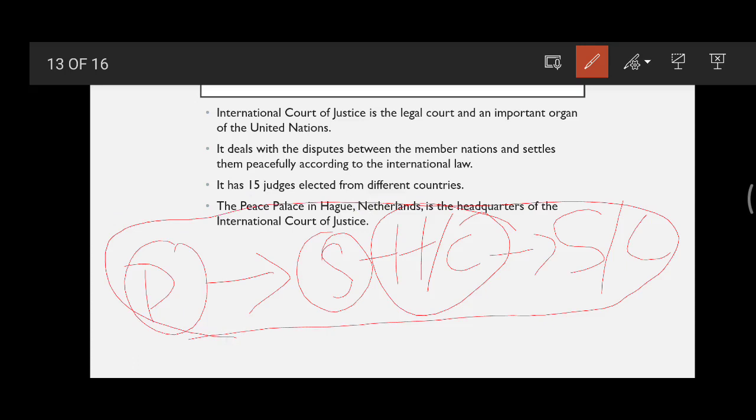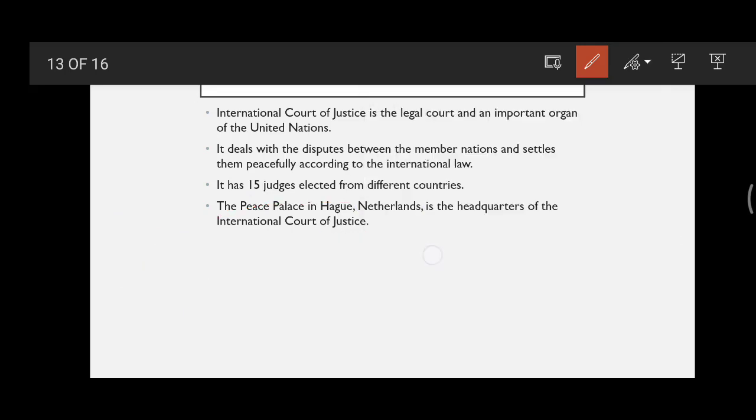But what if two countries have disputes? If two countries have to fight in a court of law, where will they go? So in order to provide a space for the countries to fight their cases, this court has been created, which is the International Court of Justice. It deals with the disputes between the member nations and settles them peacefully according to international law.